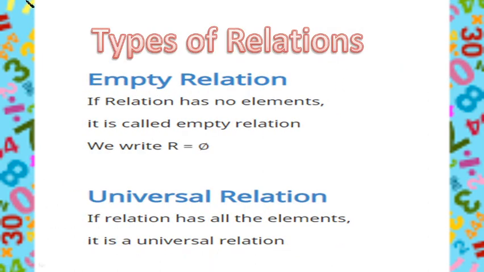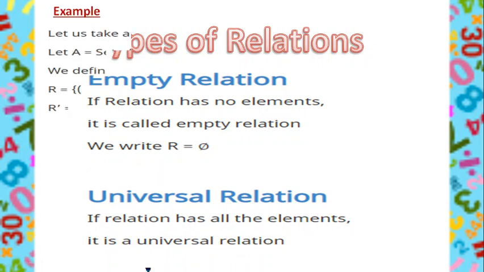Now, different types of relations. First is the empty relation. As the name says, if a relation has no elements, it is called an empty relation, and we write it as R equal to phi. Universal relation: if a relation has all the elements, then it is called a universal relation.